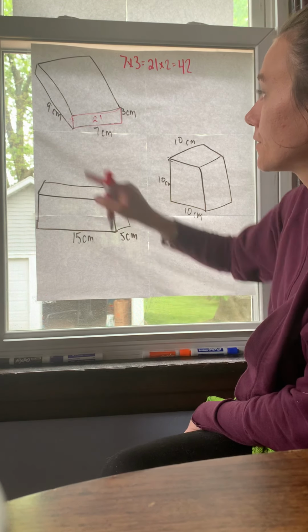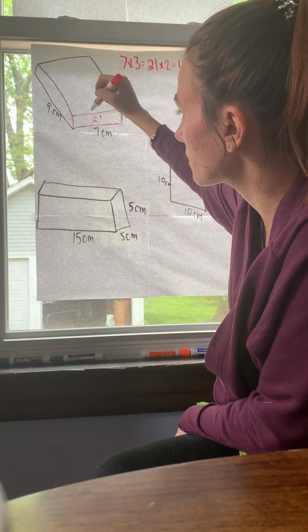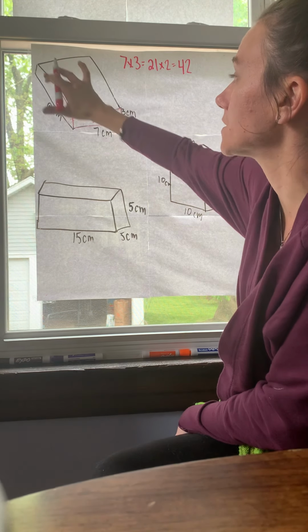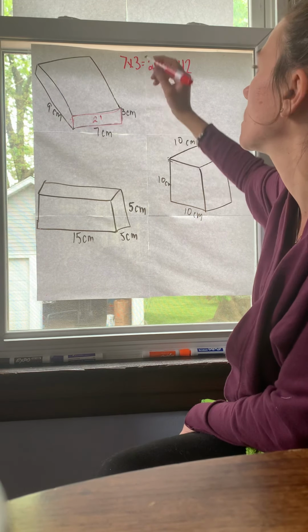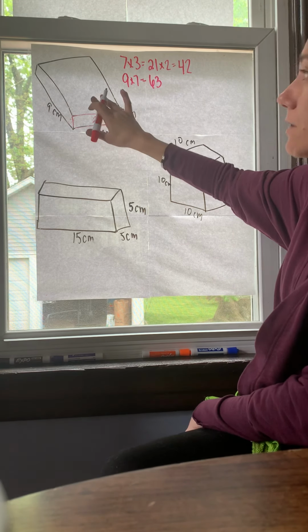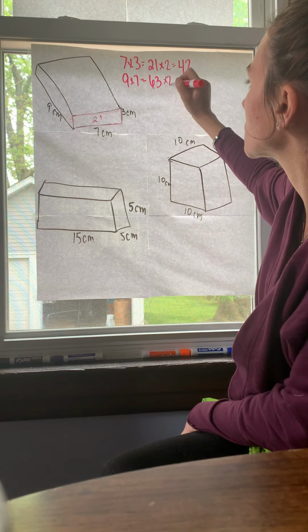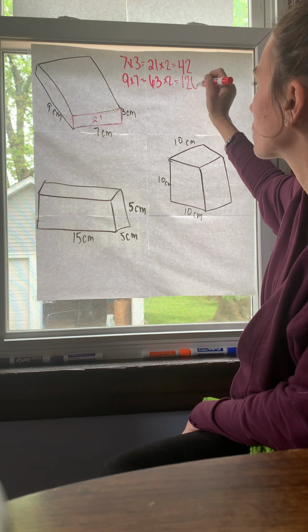Then here, 9 times 7. Because this is the 9 up here and the 7's here, so this is doing this top part of the cereal box. So 9 times 7 equals 63. But again, because there's a top, there's also a bottom. So 63 times 2 equals 126.